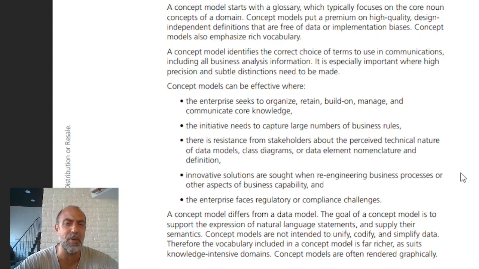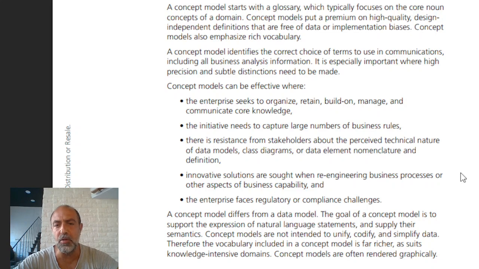I'm pretty sure we do it automatically on something small, but I imagine the people that researched this were researching enterprise. So concept models can be effective where the enterprise seeks to organize, retain, build on, manage, and communicate core knowledge, right? Like if the enterprise wants to actually document what's going on. The initiative needs to capture large numbers of business rules. You need this when you're trying to understand what's going on in a company, right? And I'm sure this is either being built as you move forward or is being restructured at one point.